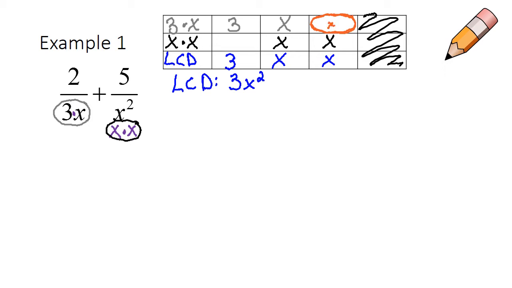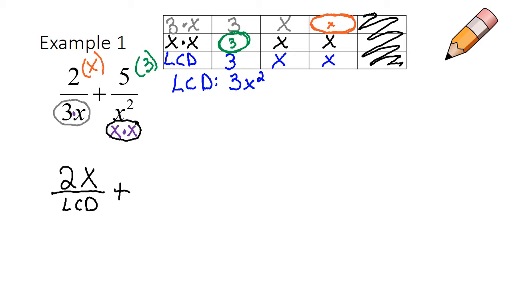So on my top here, I need to take 2 times x. Now I'm going to do the same thing with the next row. So over here, this is what I'm missing. It should be a 3, so I'm going to multiply this by 3. So once I get here, I'm going to rewrite this problem as 2 times x, which is 2x over my least common denominator, plus 5 times 3, which is 15, over my least common denominator.